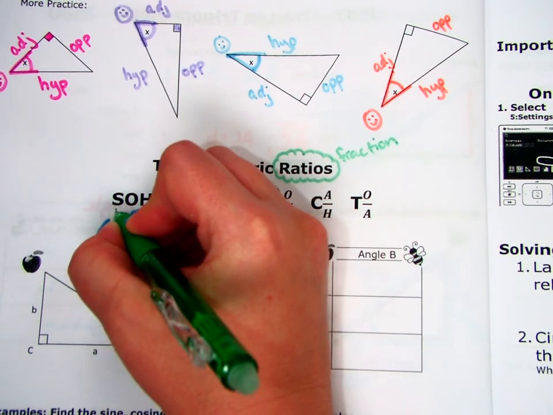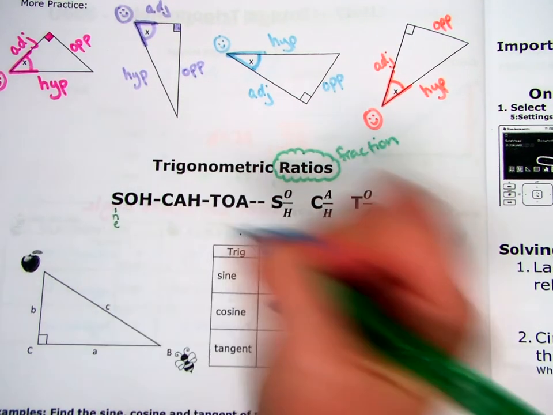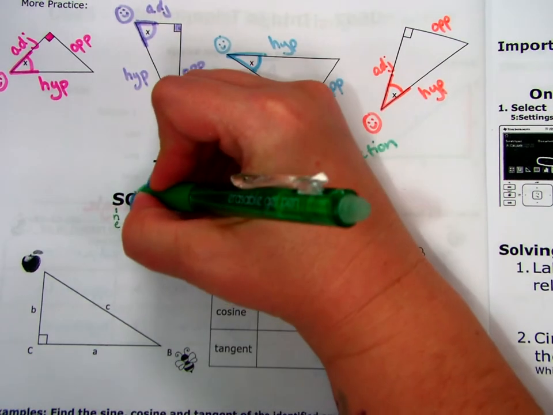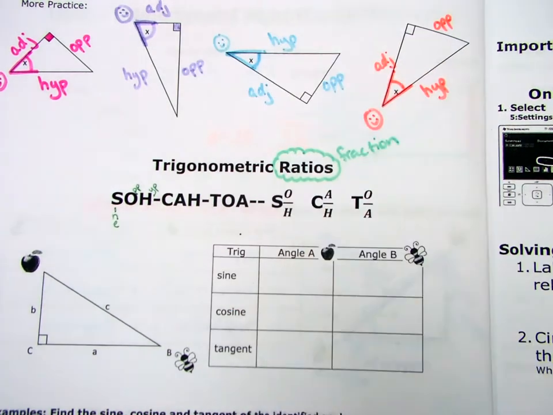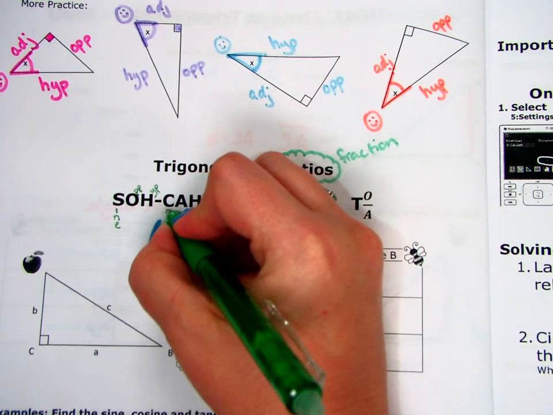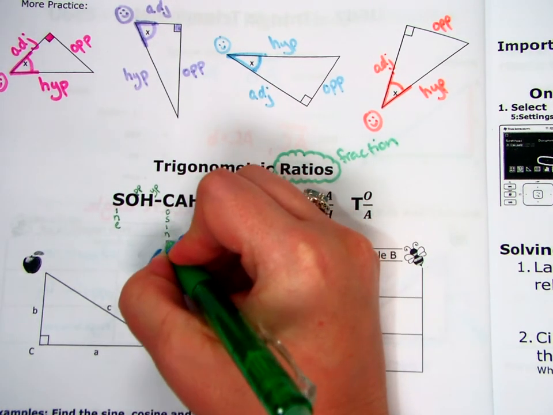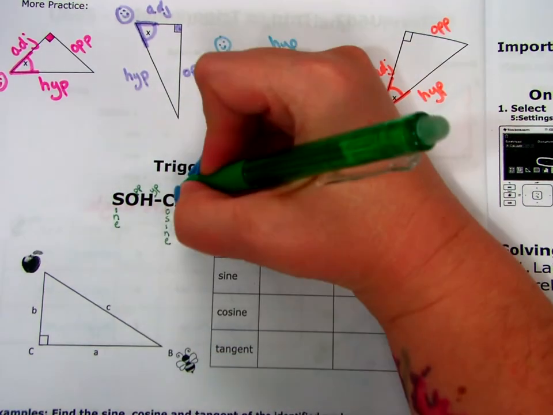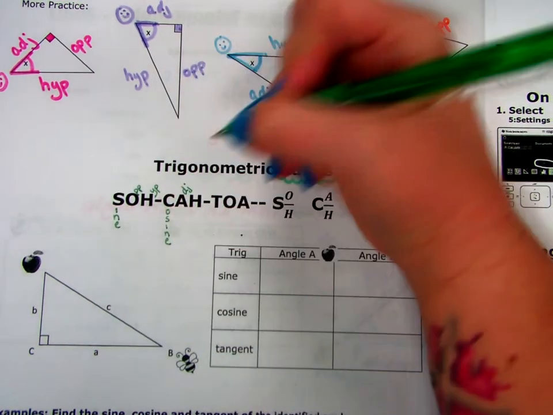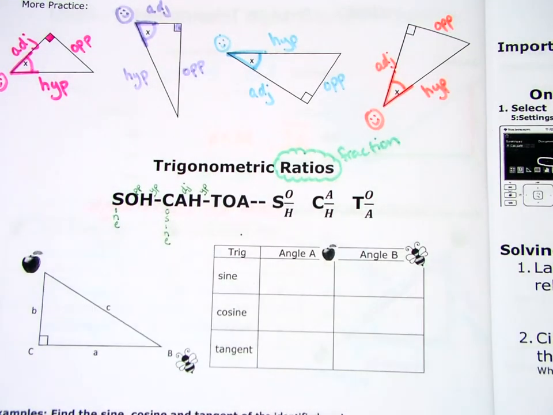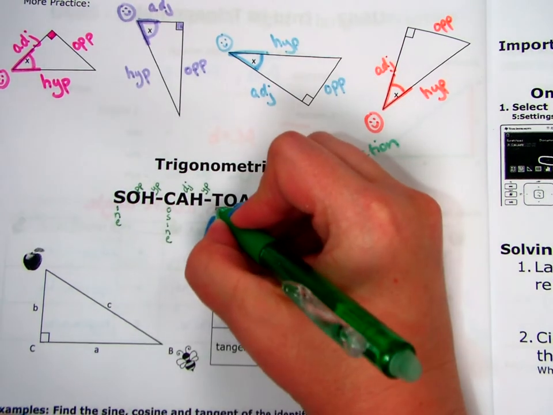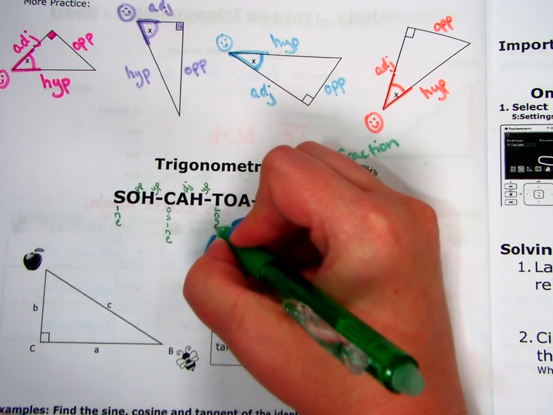SOHCAHTOA is an acronym, and it stands for sine, S-I-N-E, opposite, O-P-P, hypotenuse, H-Y-P. Then we get to CAH, which is cosine. The A is adjacent. The H is hypotenuse. Then we get to TOA. The T is for tangent.